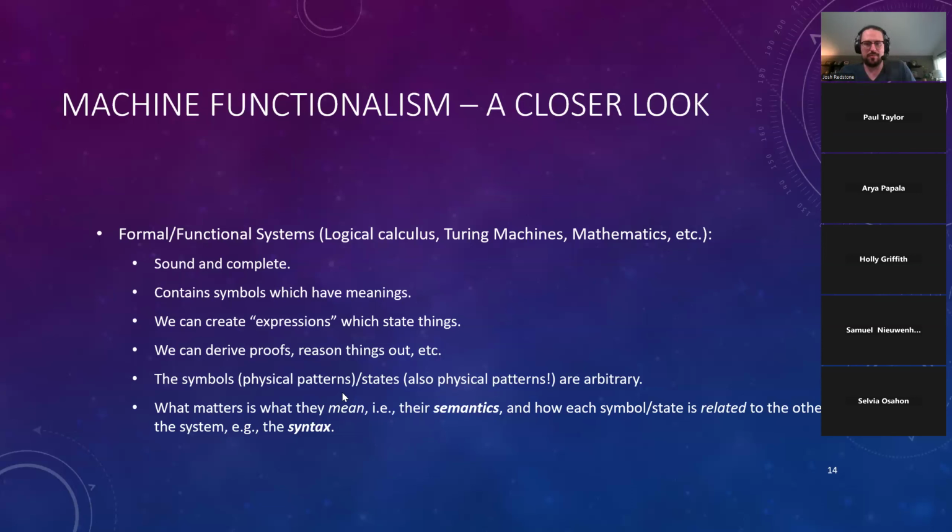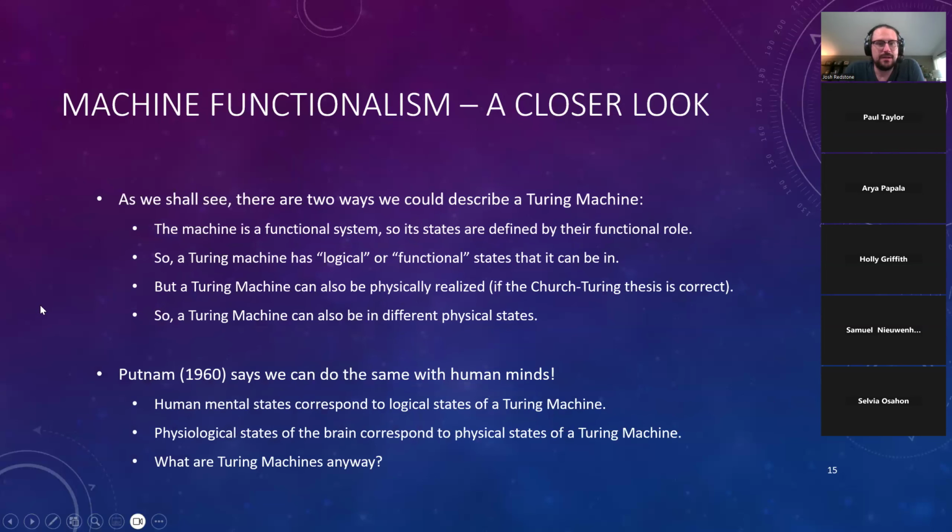What's important in a formal system is what the symbols mean, so that's their semantics, and how each symbol is related to the other symbols. That's the syntax. Now, the syntax is kind of baked into the system. The semantics come from outside. We decide what the symbols mean. But the syntax allows it all to work. Now, this is important for Turing machines because Turing machines are also formal systems.